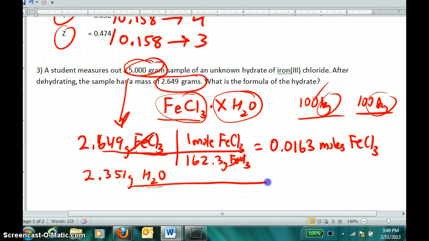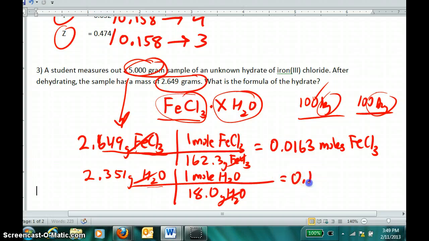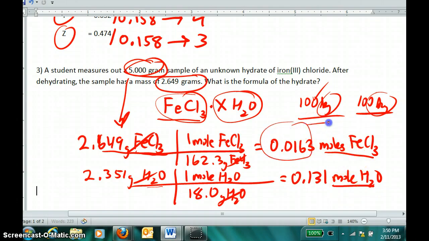On the other hand, in that same sample, if 1 mole of water molecules is 18 grams, the gram formula mass of H2O, it means that same sample contained 0.131 moles of water. Now, since these are both moles, moles represent actual numbers of things. So this is how many iron(III) chloride formula units we had, and this is how many water molecules we had. And all I have to do is get a lowest whole number ratio.